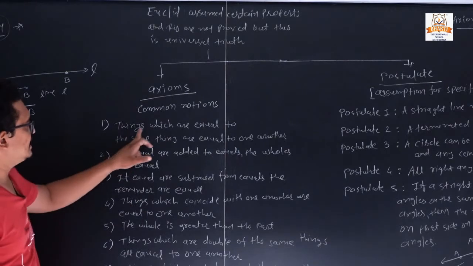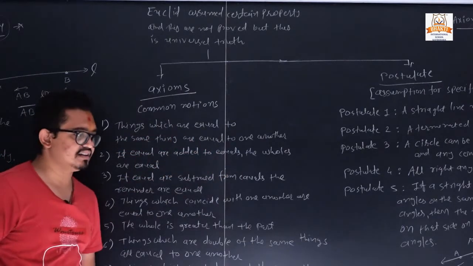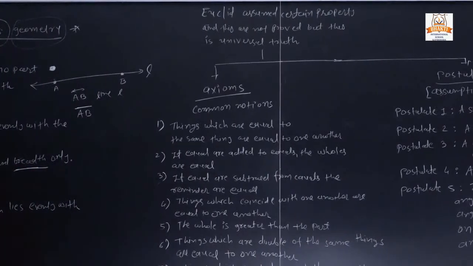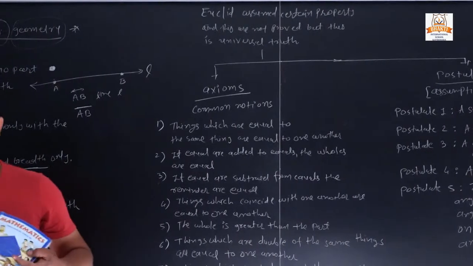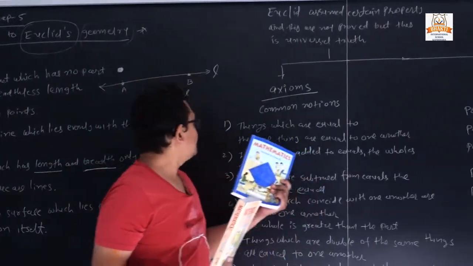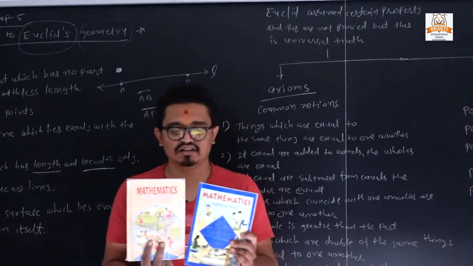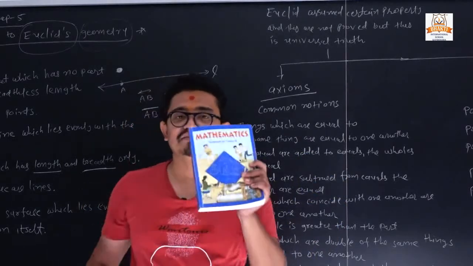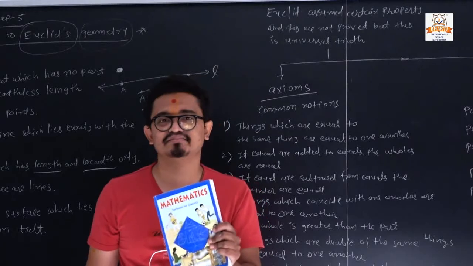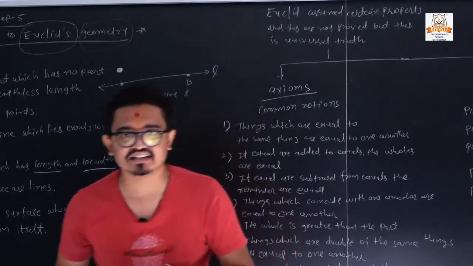Like first, things which are equal to the same thing are equal to one another. Suppose we take two books. See that, two books. So these two books, the things which are equal to the same thing are equal to one another. If this book, and if we take one more book from standard 9, both have the same size. Clear? So it means both are equal to each other.